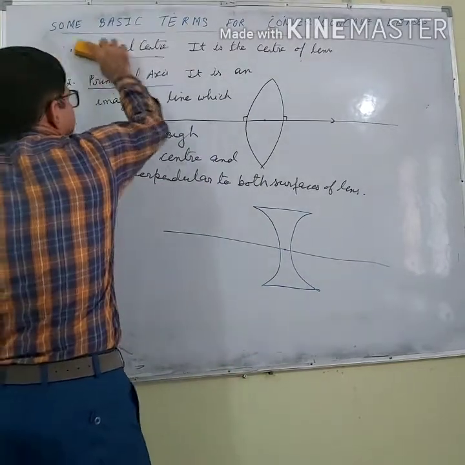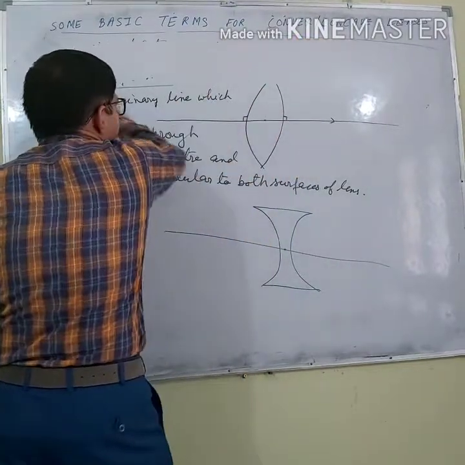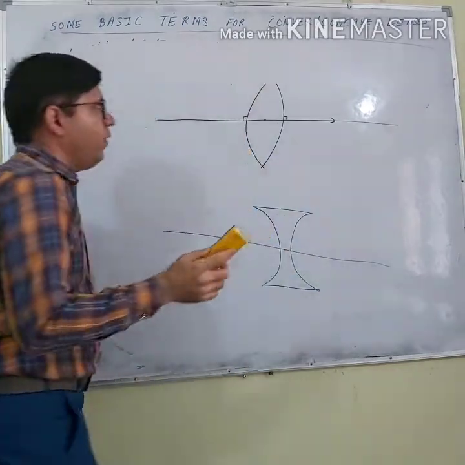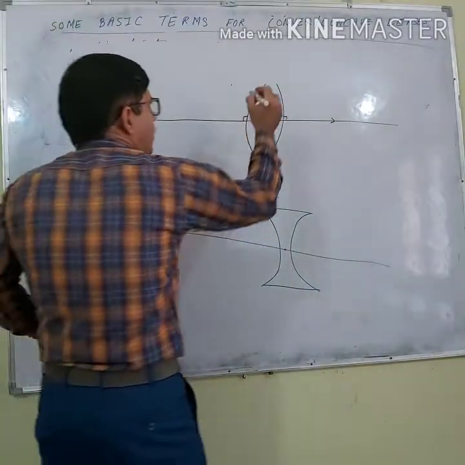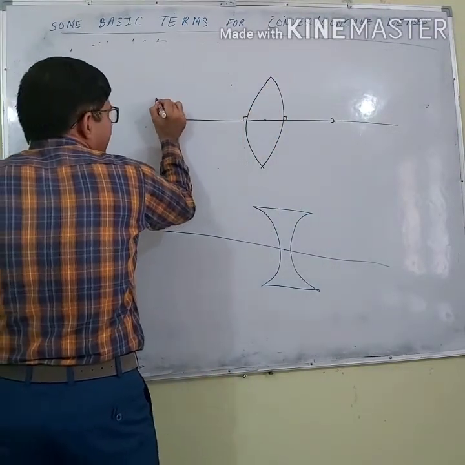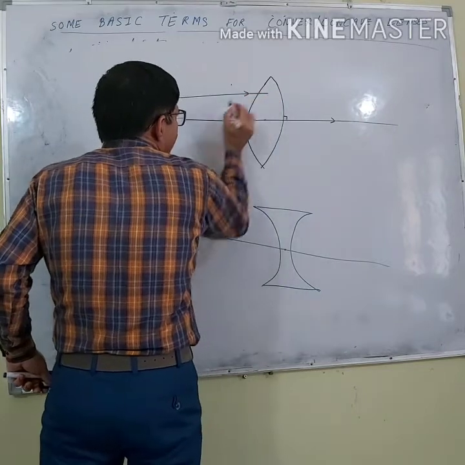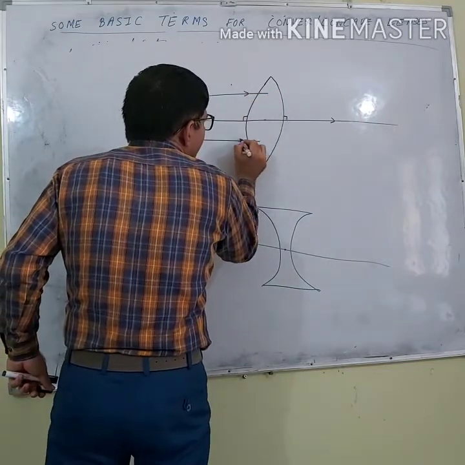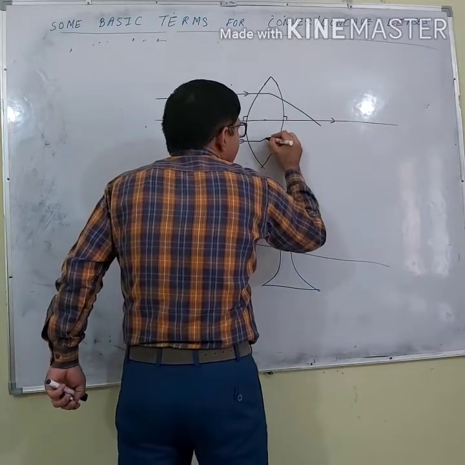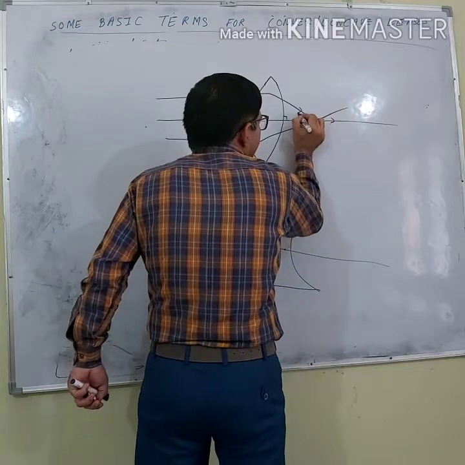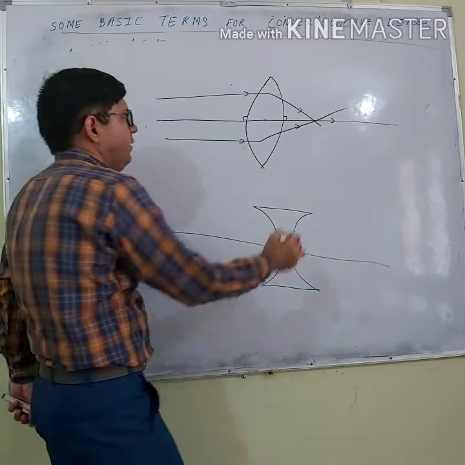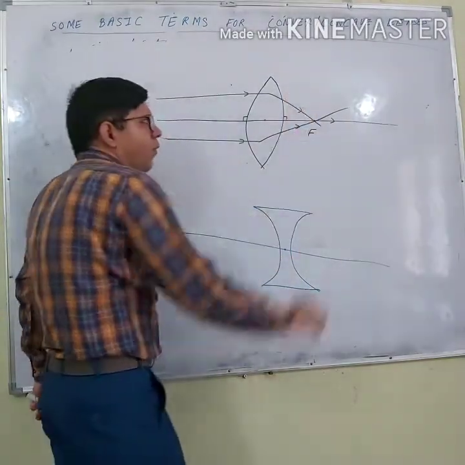Third point is focus. What is focus? Let's do the focus. Now listen students. What is the focus? Let us say I am having the rays of light which are parallel to the principal axis, and after passing through the lens, these rays of light meet each other at focus. This point is called the focus.